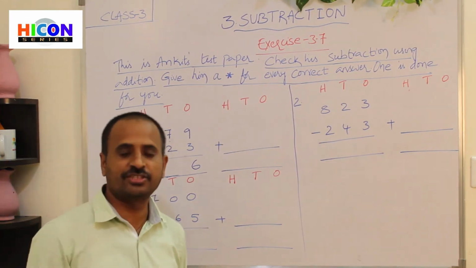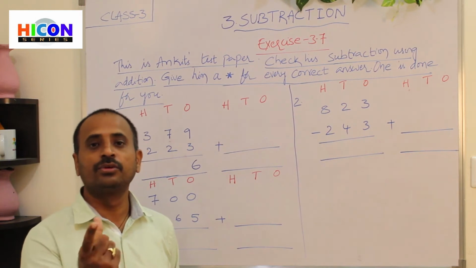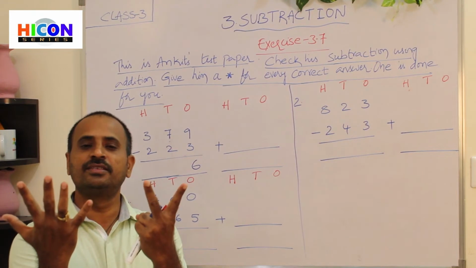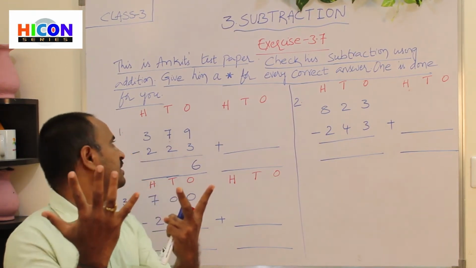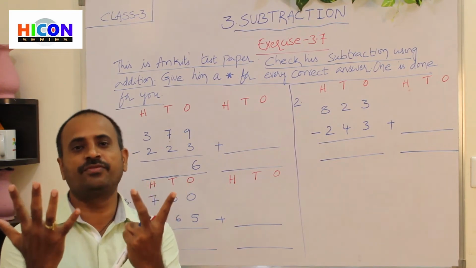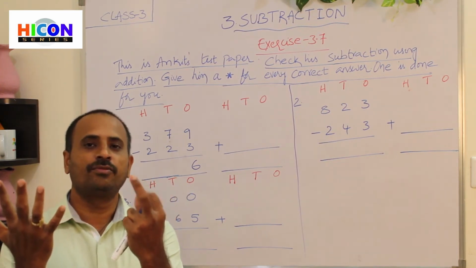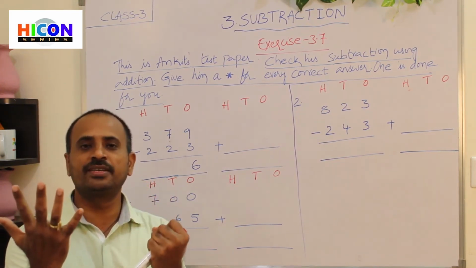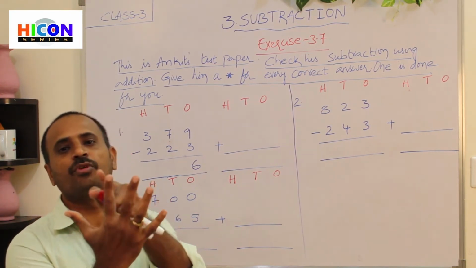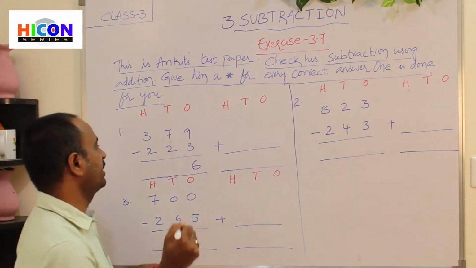So open 7 fingers of your hand. 1, 2, 3, 4, 5, 6, 7. Children, these are the 7 fingers. And what is the second number? 2. So close 2 fingers among these 7 fingers. 1, 2. I have closed 2 fingers. Children, how many fingers are there? 1, 2, 3, 4, 5. So there are 5 fingers remaining.